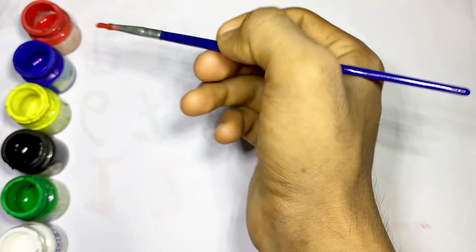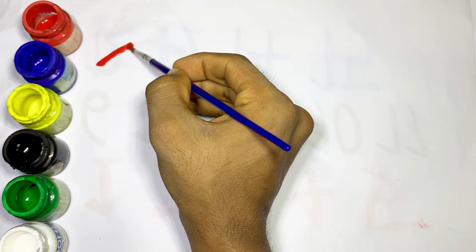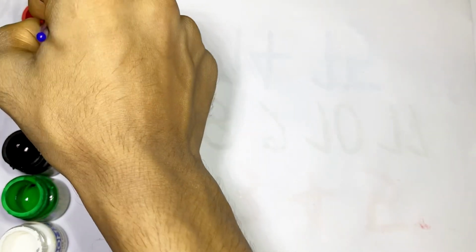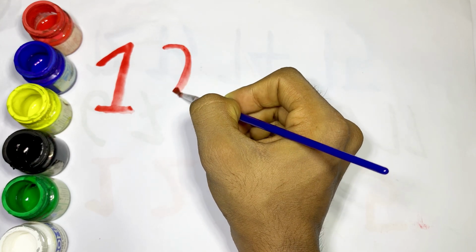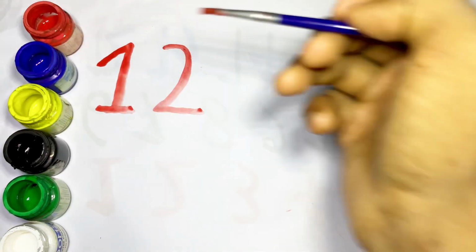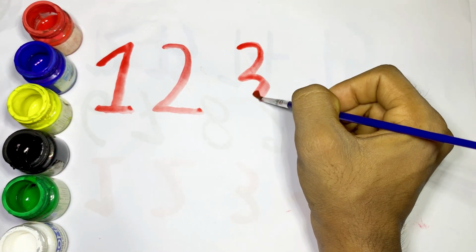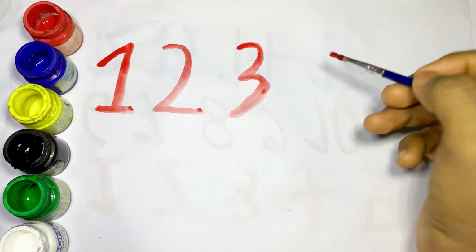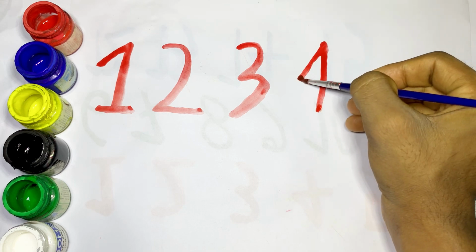Kids, write the numbers. First read 1 and use red color. O N E 1. Kids, again use red color and draw 2. T W O 2. Kids, write 3. T H R E E 3. Kids, write 4. F O U R 4.